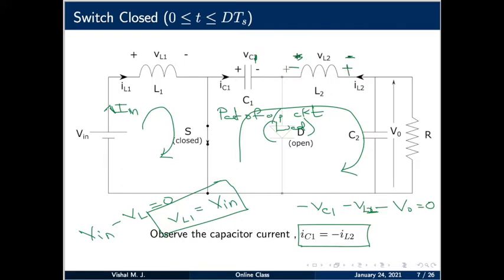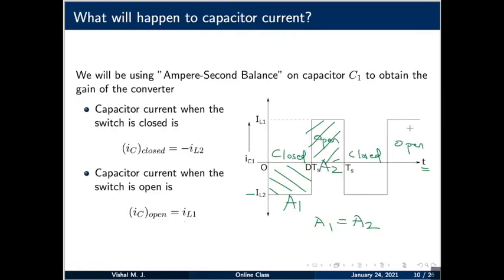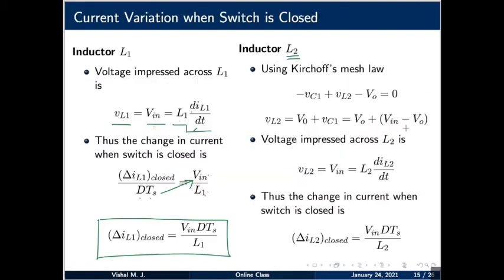So, plus is here, minus is here. So, this becomes minus Vc1 plus VL2 minus V0 is equal to 0. I am really sorry, because the current is flowing into the inductor like this. Since I have chosen the current direction to be like this, this has to be the positive terminal of the inductor voltage VL2. So, the equation becomes minus Vc1 plus VL2 minus V0 is equal to 0.